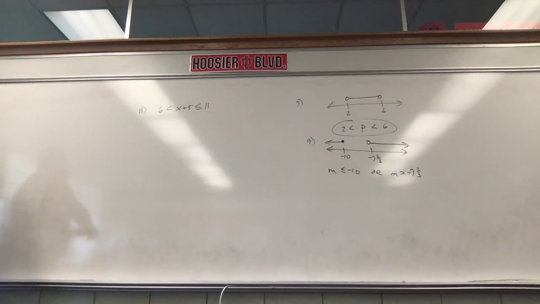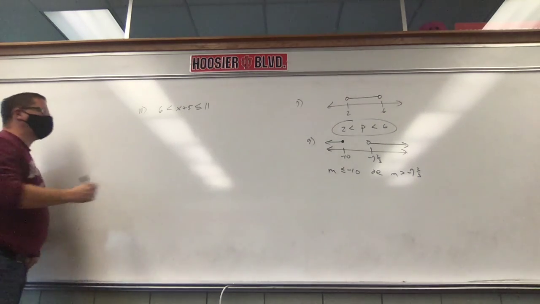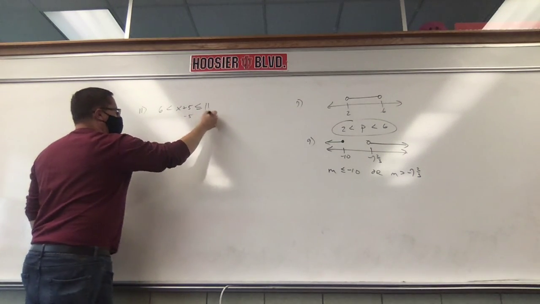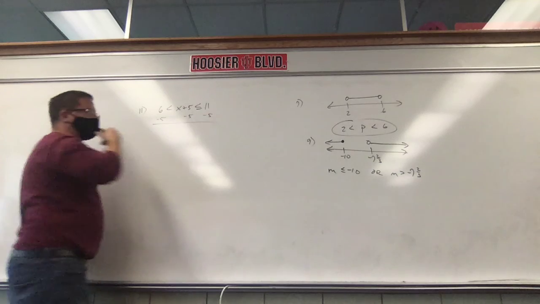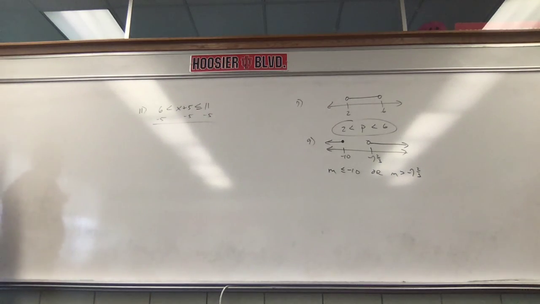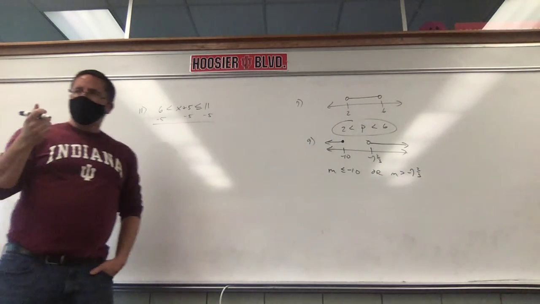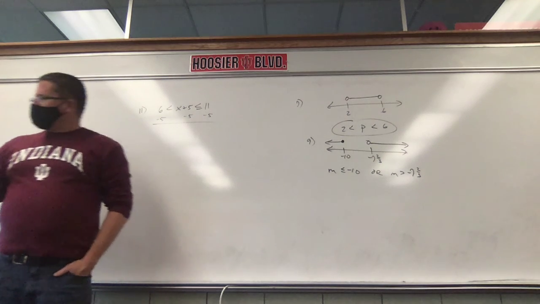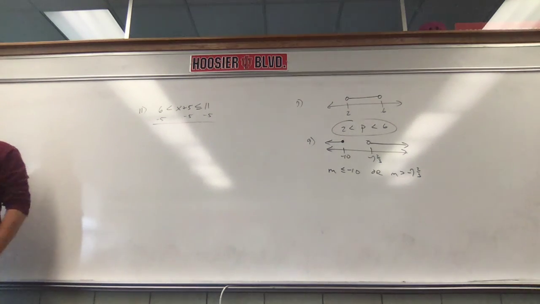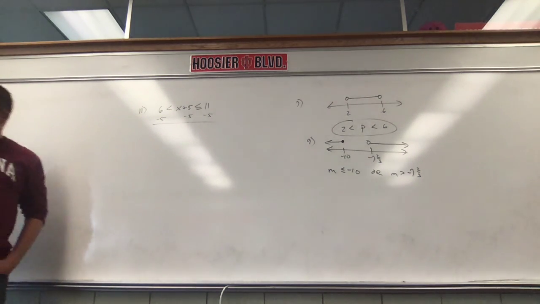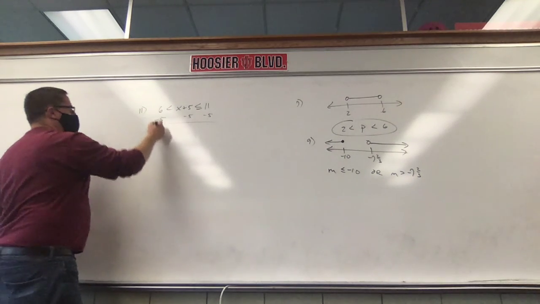We never had to deal with something like that. We need to subtract 5 to all sides. Minus 5, minus 5, minus 5. Now, keep in mind, sometimes we flip those inequalities around. When you multiply or divide by a negative. You're on the right track.